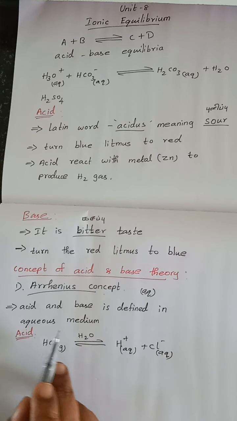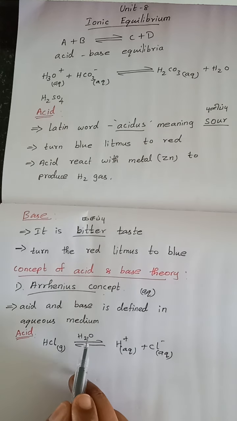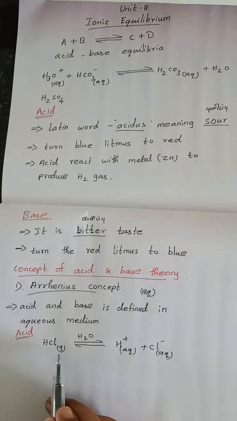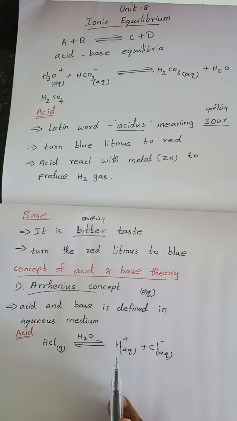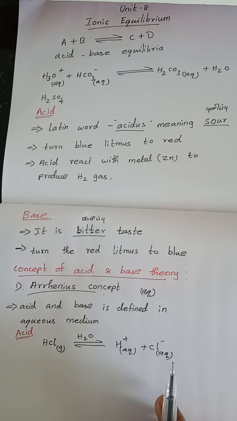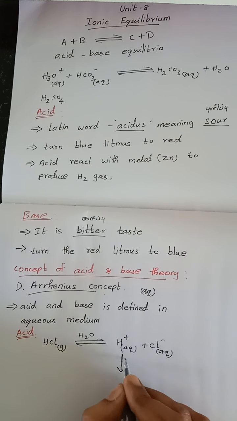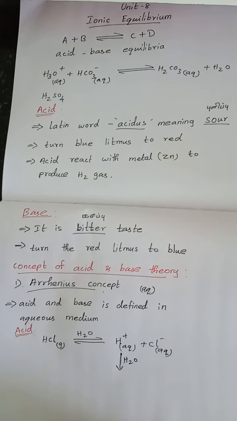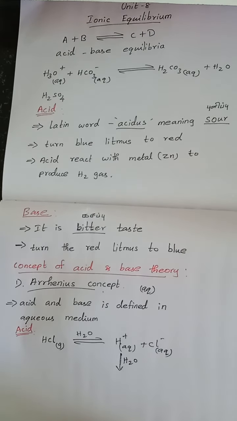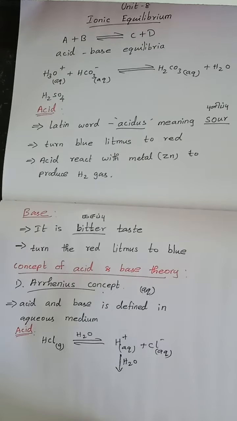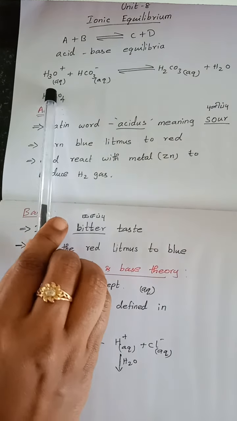So acid and base are defined in the aqueous medium. In hydrochloric acid, H plus ion is formed, in aqueous medium water, and then chloride. The H plus ion reacts with water to form hydronium ion. The hydronium ion formula is H3O plus.